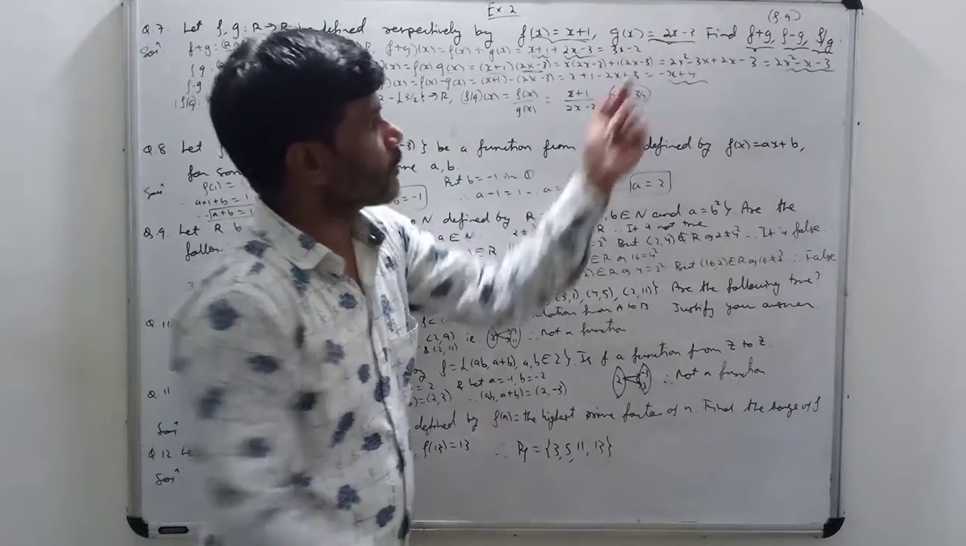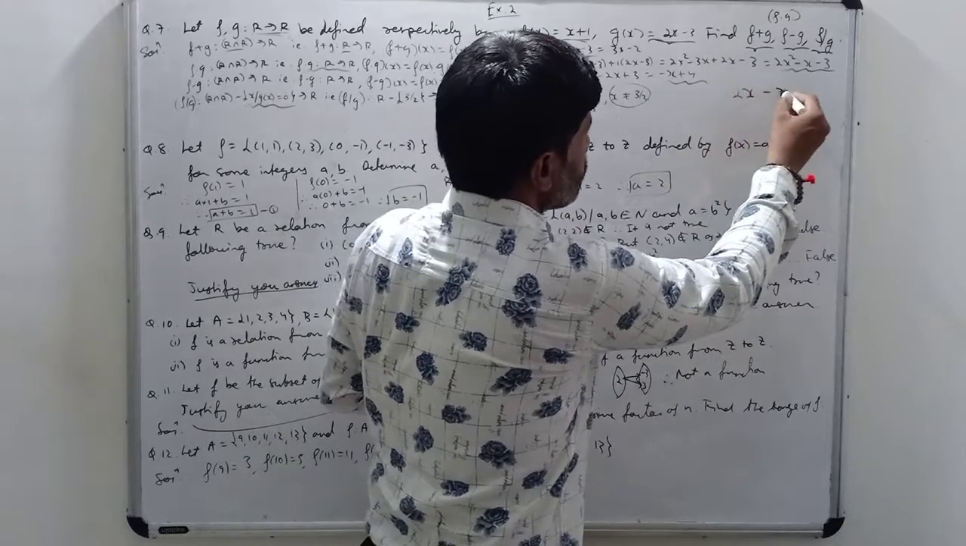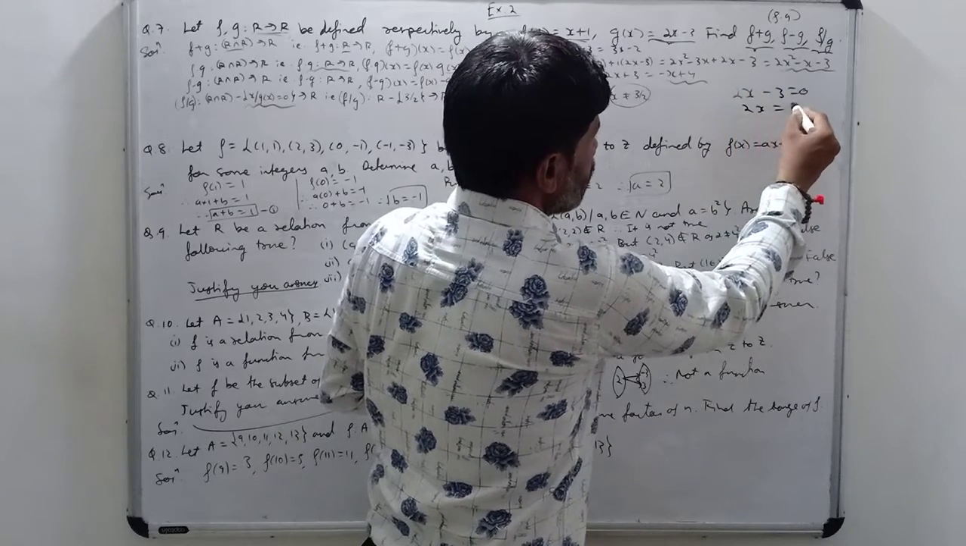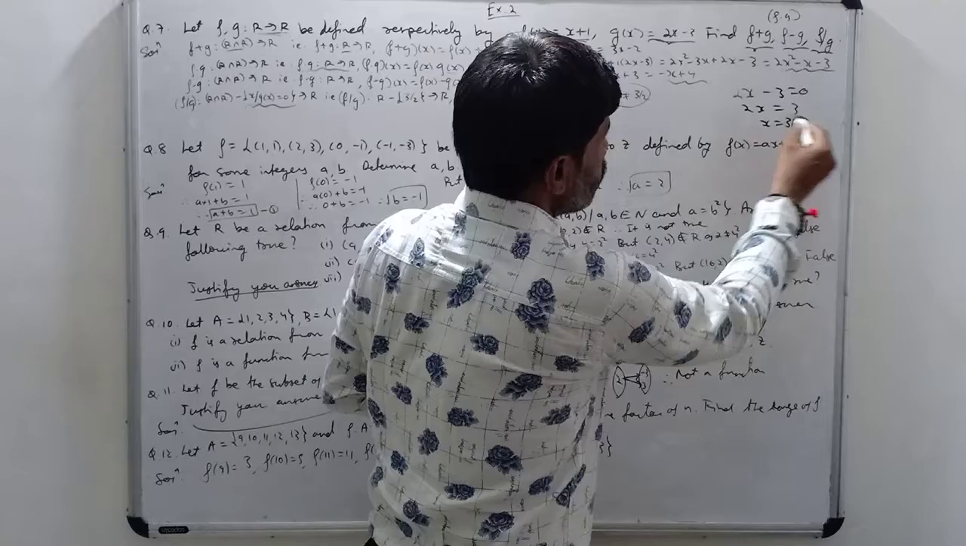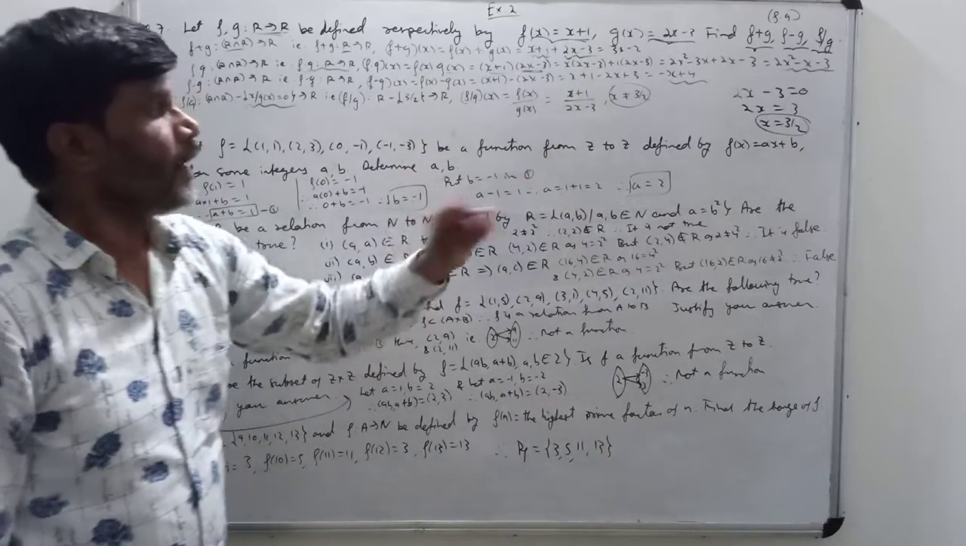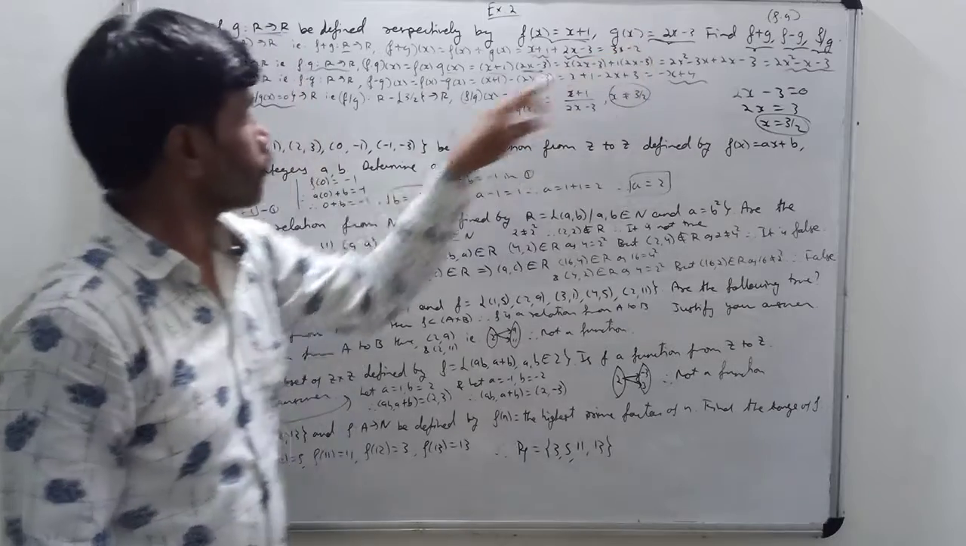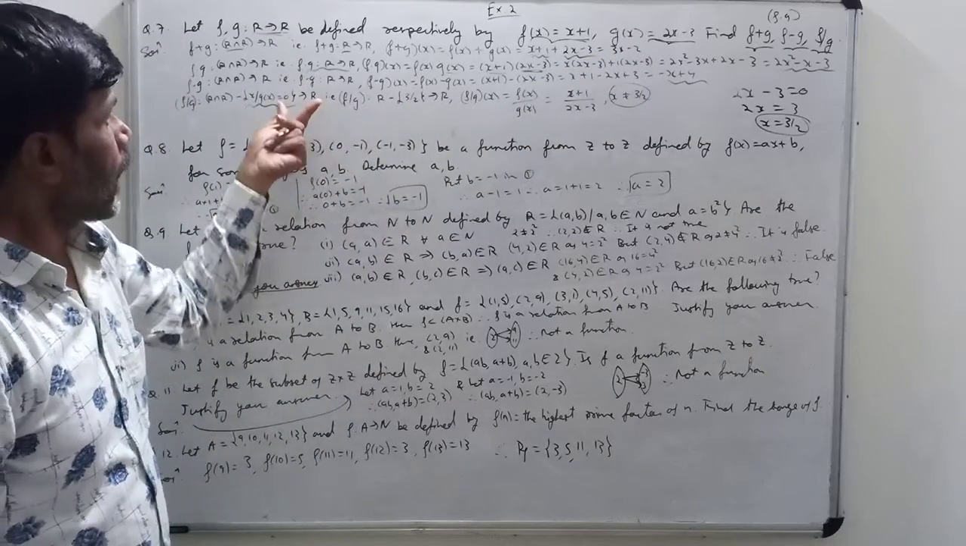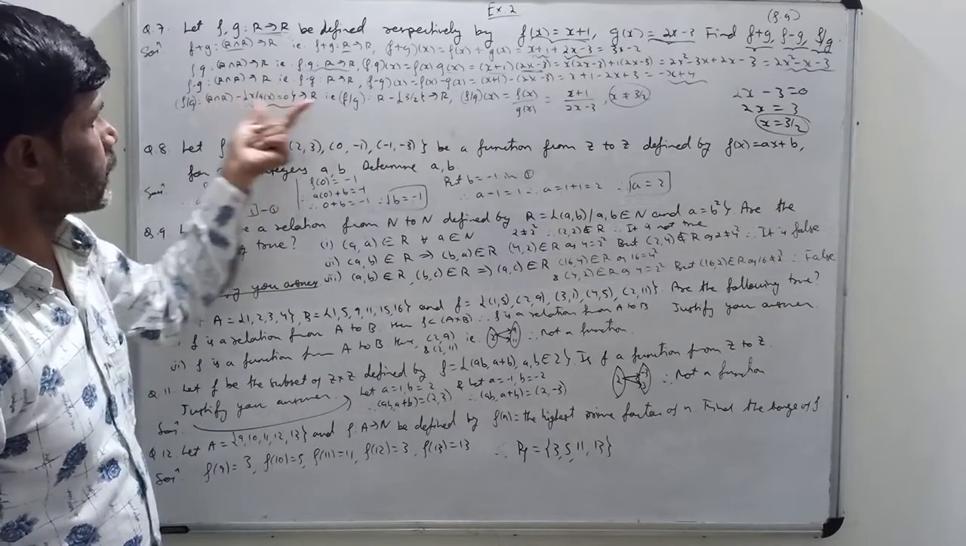You come here: 2x - 3 is equal to 0. If I put that, then 2x is equal to 3, so x is equal to 3 by 2. It means when x is equal to 3 by 2, g(x) will be 0. So we have to remove those values which are making g(x) 0. So I am removing 3 by 2. So R minus {3/2}.